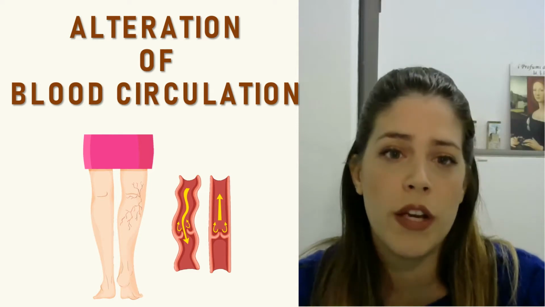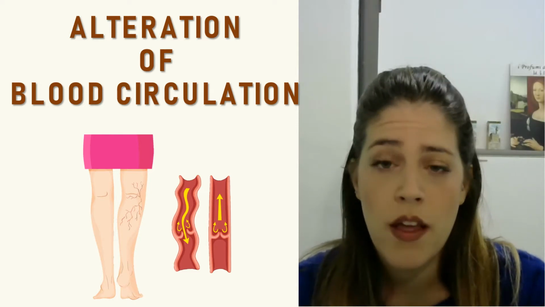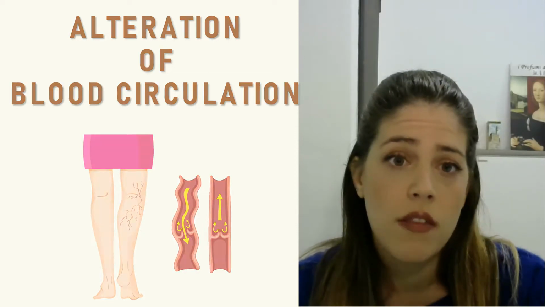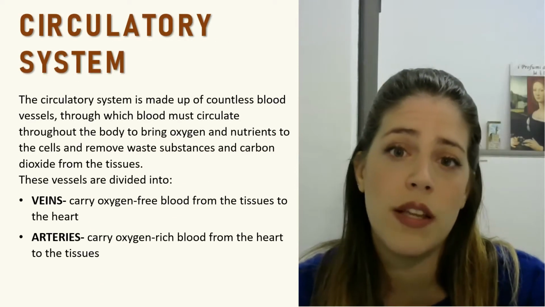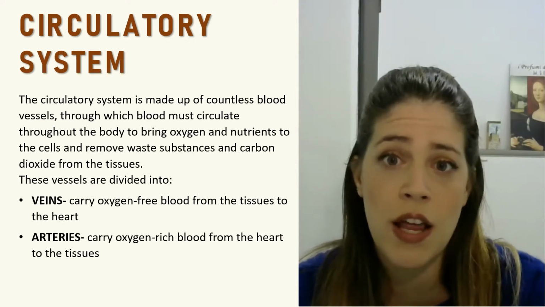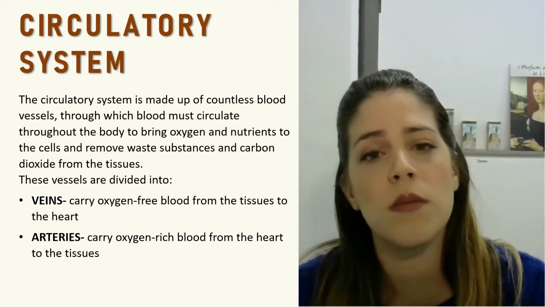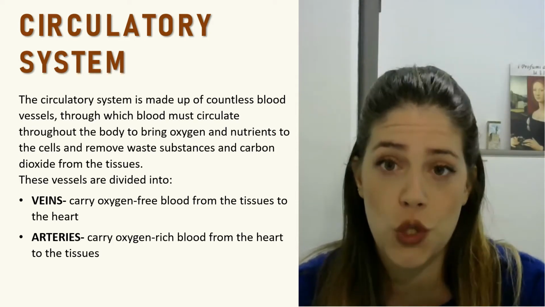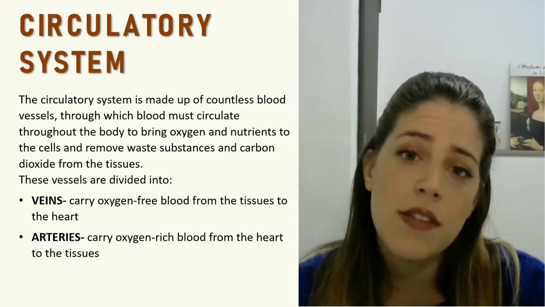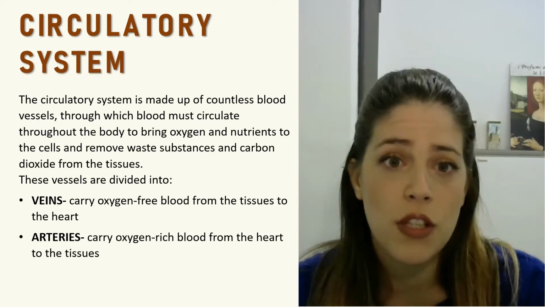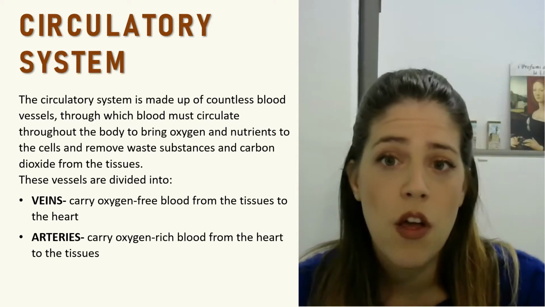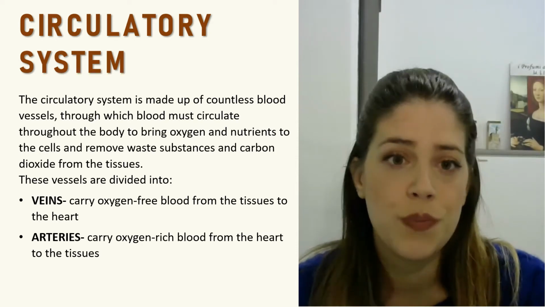Problems of poor circulation affect the majority of the population and are often associated with age and an incorrect lifestyle. The circulatory system is composed of countless blood vessels, through which blood must circulate throughout the body to bring oxygen and nutrients to cells and remove waste substances and carbon dioxide from tissues. These vessels are divided into veins and arteries. Veins carry oxygen-free blood from tissues to the heart, while arteries carry oxygen-rich blood from the heart to tissues.